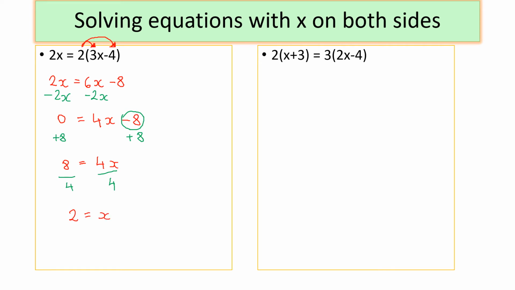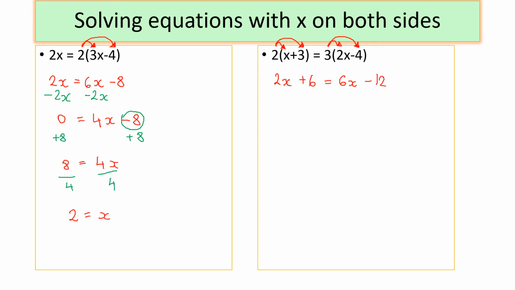which is 2. In the next example, we have brackets on both sides, and we need to expand both of them. Okay, so I have 2 times x, which is 2x, 2 times 3, which is 6, then 3 times 2x, which is 6x, and 3 times negative 4, which is negative 12. Okay?